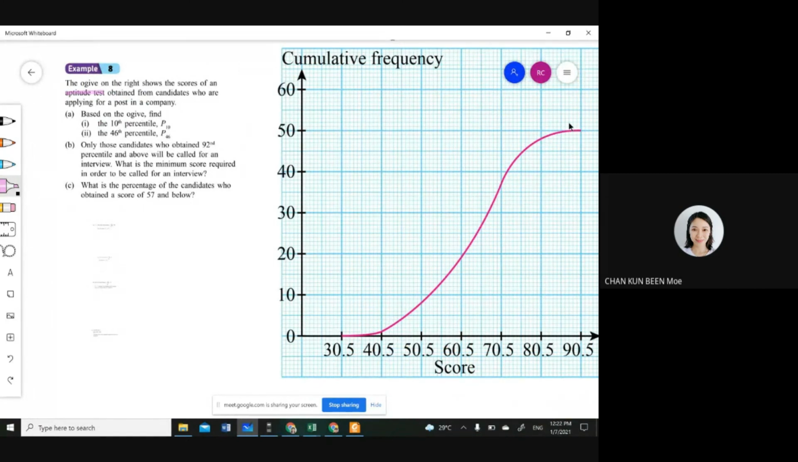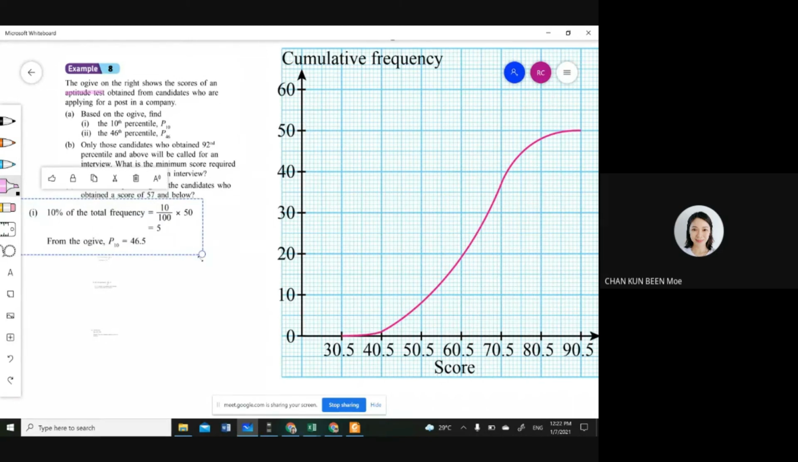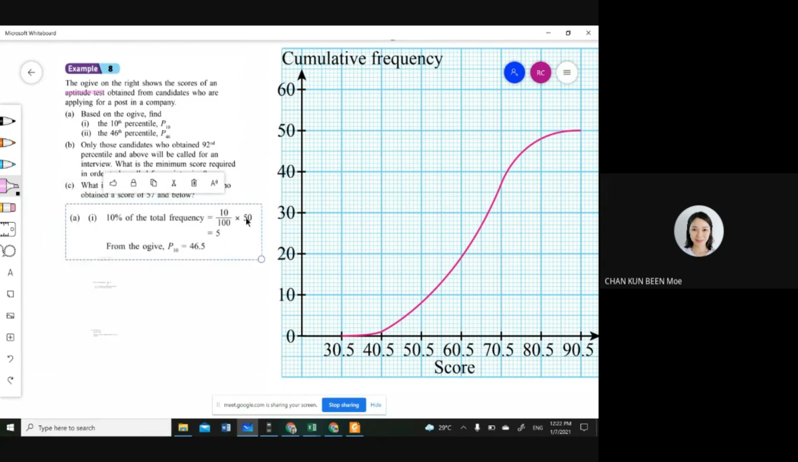How much? 60. It's not 60. You look at the maximum point here. Yes, it is 50. So to get the 10th percentile, we use 10 over 100 and multiply by 50. 50 is the frequency. So we are going to get 5.